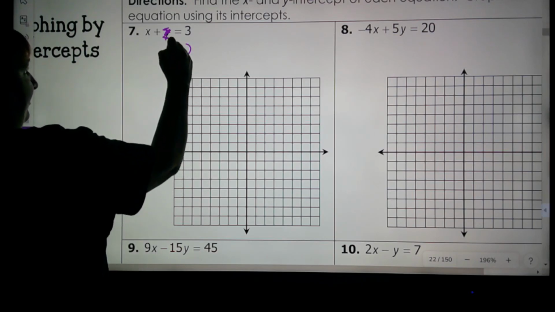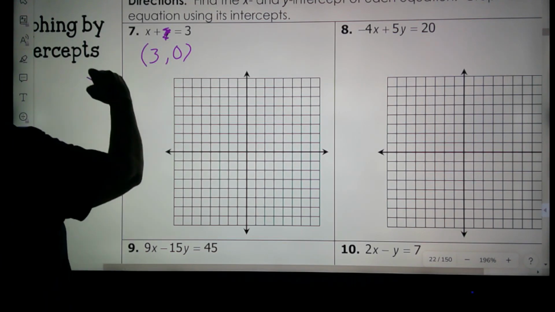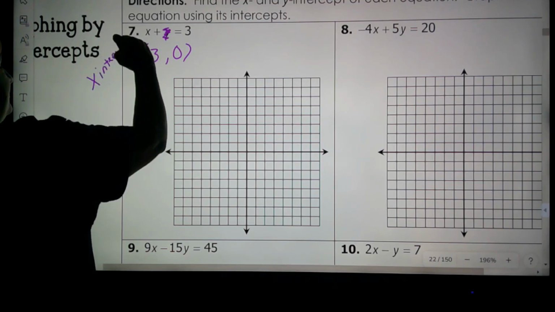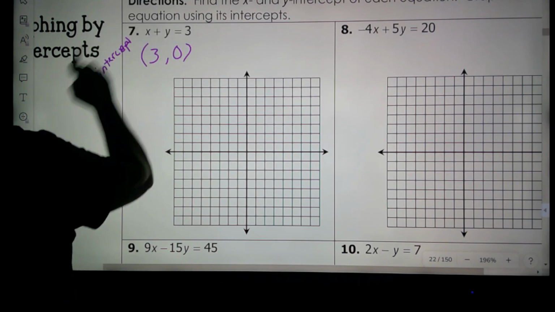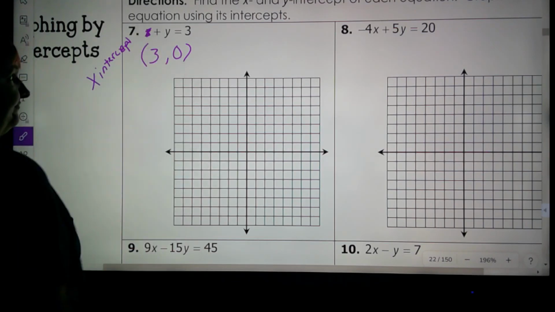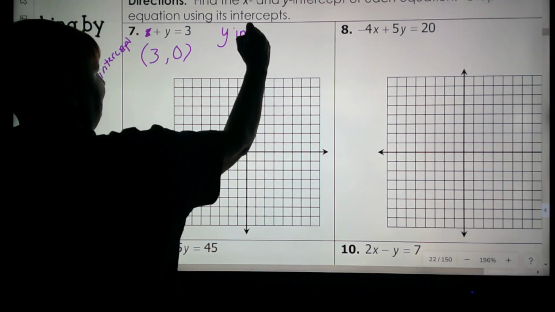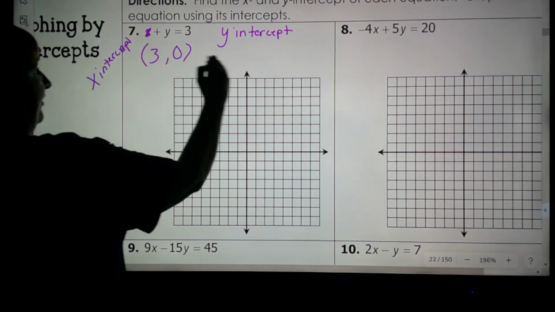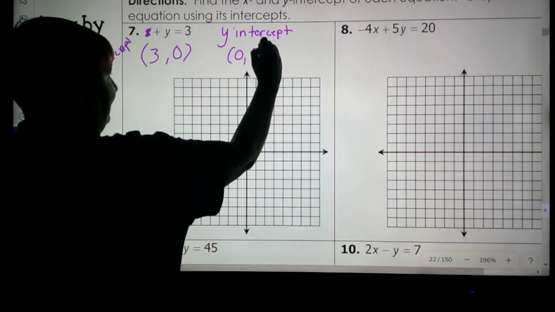When y is 0, x is 3. That's our x-intercept. Now to find the y-intercept, we make the x 0. Right, so our y-intercept, when our x is 0, our y is 3.